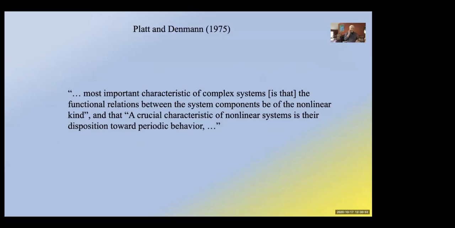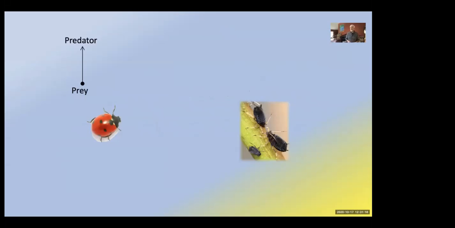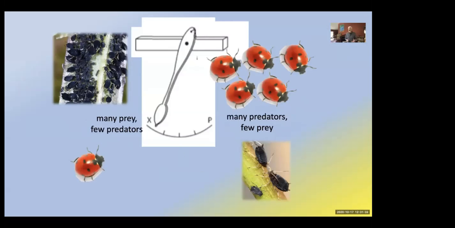Now, of course, this is clear to the field of ecology. We have predator-prey systems, with our classic lynx-hare system, and we have various parasitoid systems like the azuki bean weevil and its parasitoid. And then we have microparasitic systems, which we call diseases, I guess, also. All of which have underlying principles that are oscillatory. So in general, we have beetles like this ladybird beetle and the aphids that it's going to eat, and that's a predator-prey. But then we have herbivore-plant, pathogen-host, parasite-host, bacteria, for example. These are all consumer-resource systems which we expect to be oscillatory.